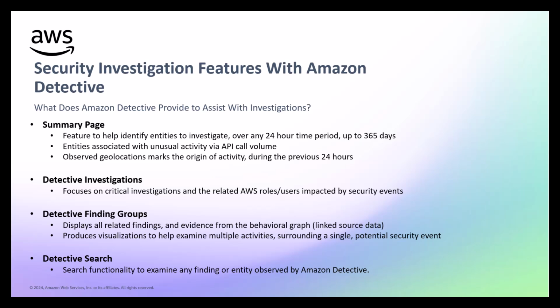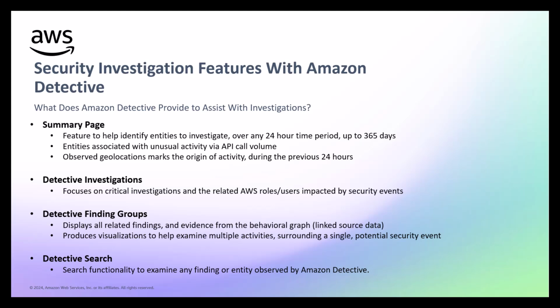The next feature on the summary page are the finding groups. Now, finding groups are assembled from behavior graph data and Amazon GuardDuty findings and produce an examination of multiple activities as they relate to a potential security event. Threat actors attempting to compromise your AWS environment will perform a sequence of actions and behaviors across time and entities. When you examine these in isolation, their significance can be misinterpreted.